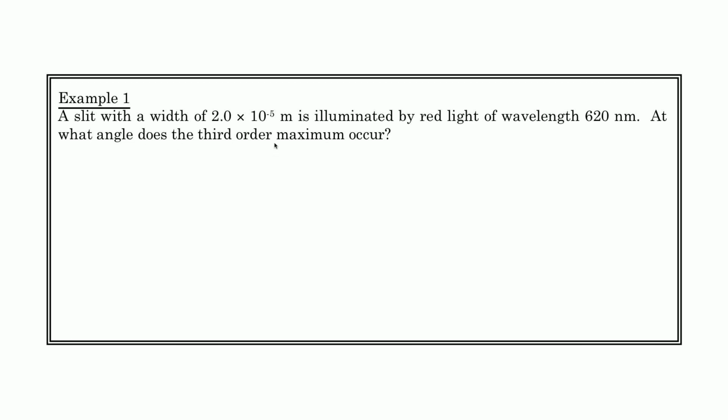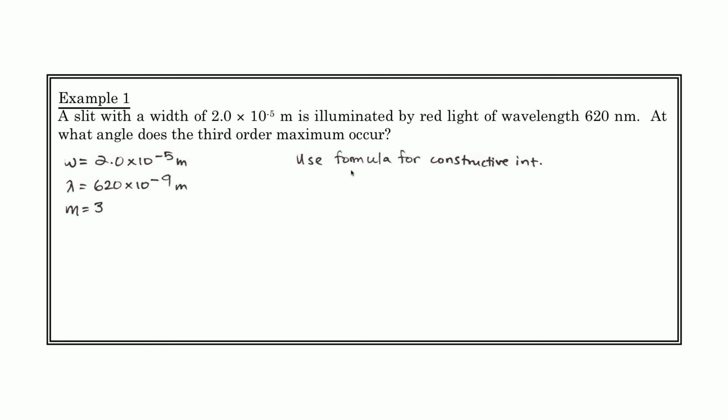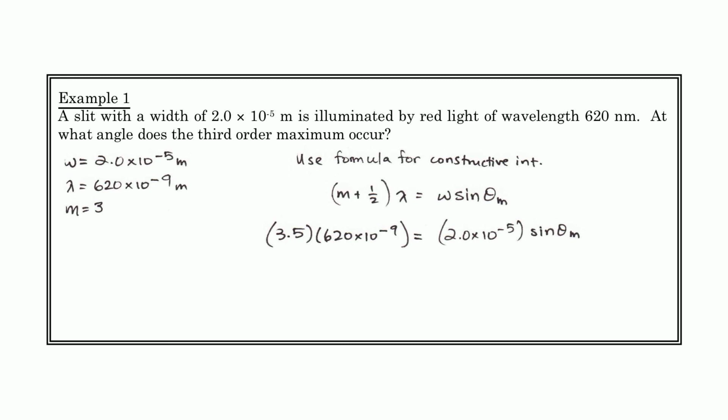Because this is diffraction, and we're talking about constructive interference, we use a slightly different formula. m is still equal to 3, but we need to now use the formula for constructive interference in a diffraction pattern, so we have (m plus a half) lambda, and that's equal to W sine theta. We sub in our numbers, and we get that angle as being equal to 6.2 degrees. Okay, so again, we need to unpack what the question's asking before we get there.